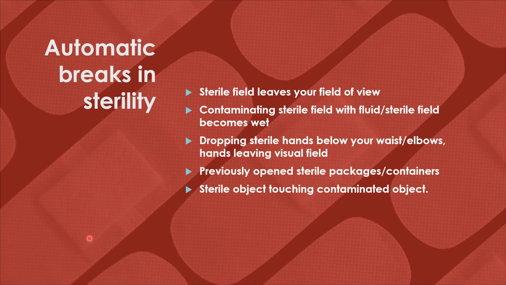So what are some automatic breaks in sterility? A sterile object that leaves your field of view. Contaminating a sterile field with a fluid, or a sterile field becomes wet. Dropping your sterile hands below your waist or your elbows. Previously opened sterile packages or containers. Sterile objects touching a contaminated object. So there is no 5-second rule. Even the most minute contact would still contaminate a sterile object.